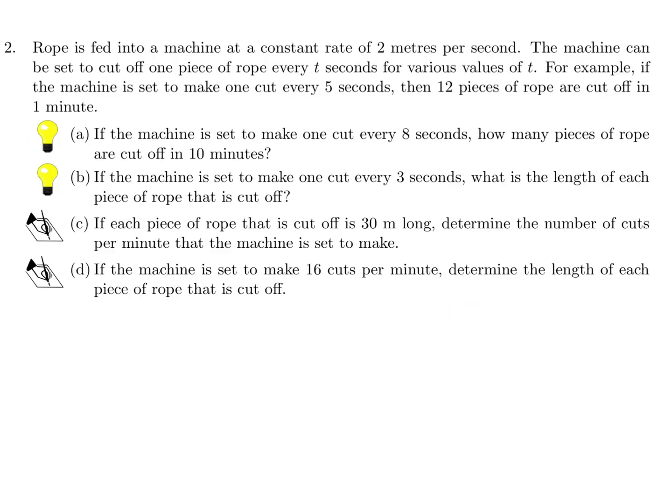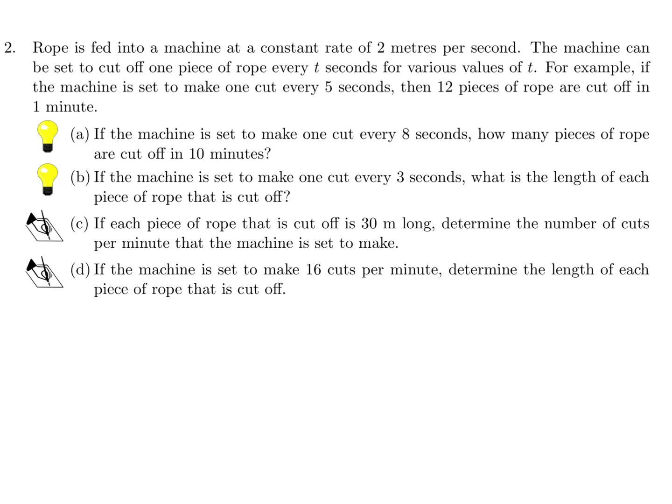Rope is fed into a machine at a constant rate of 2 meters per second. The machine can be set to cut off one piece of rope every t seconds for various values of t. For example, if the machine is set to make one cut every 5 seconds, then 12 pieces of rope are cut off in 1 minute. If the machine is set to make one cut every 8 seconds, how many pieces of rope are cut off in 10 minutes?